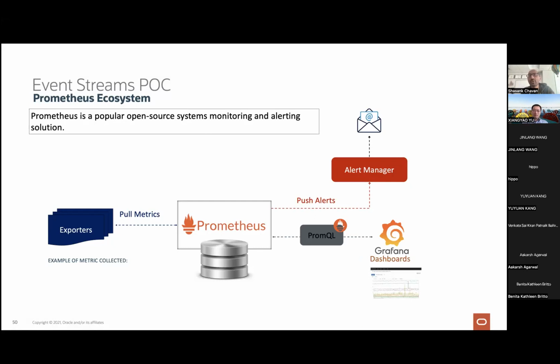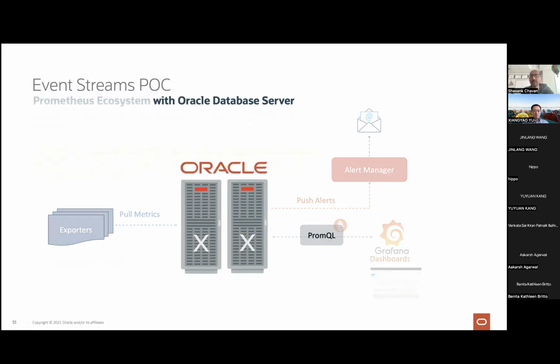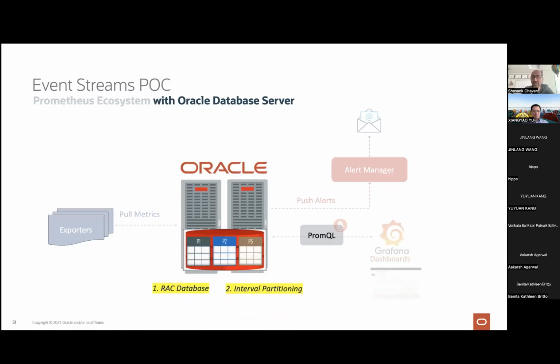And to prototype this, in the initial prototype, we took away Prometheus. We wanted to say, hey, what happens if we take away Prometheus and just replace it with Oracle? So we did that. We got rid of the Prometheus engine and replaced it with Oracle. And then we added all of those cool technologies we talked about. We brought in RAC for scale out. We brought in partitioning support. We used our own user-defined functions to be able to pull metrics from those exporters.